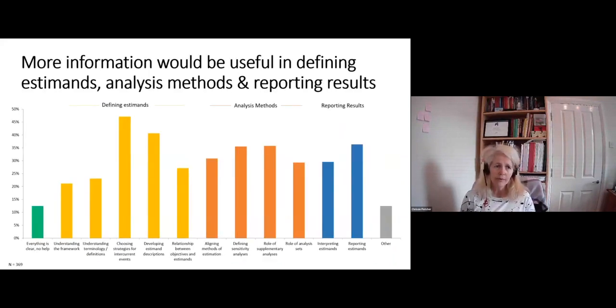Where could more information be helpful? Again, defining estimands came up, a lot of support for what strategy should I choose and how to really develop an estimand description. More information about defining sensitivity analyses and what is the role of supplementary analyses. And just my personal view is if any of the attributes of an estimand are changing, that leads to a different estimand, and that itself will have its own methods of analysis and its own sensitivity analysis.